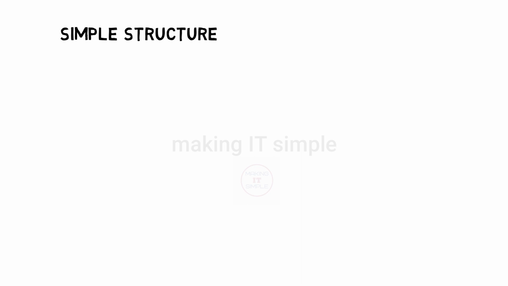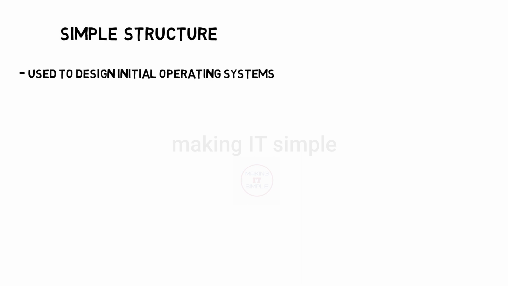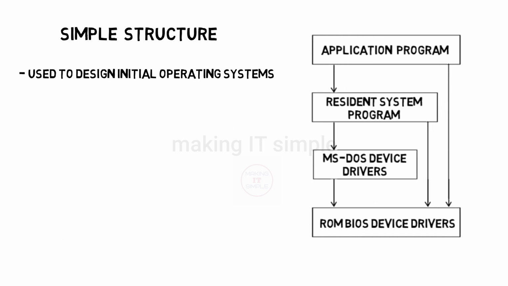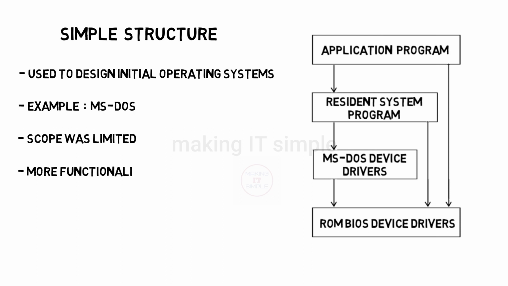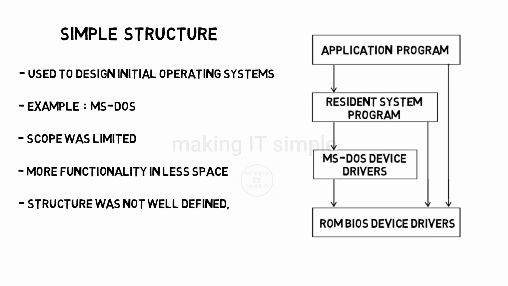Simple structure was used to design some initial operating systems. The operating systems designed in the beginning were designed using this structure. MS-DOS is an example of such a system. It was designed to be implemented by only few people and designed to give more functionality in less space. So the structure was not well defined. But still the system got so popular that this structure was used in many systems at that time.